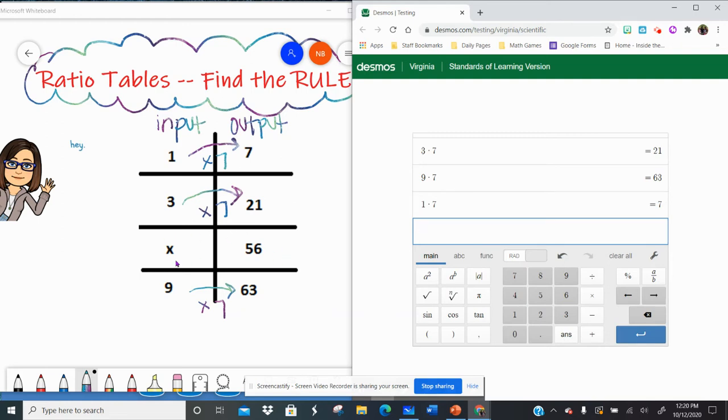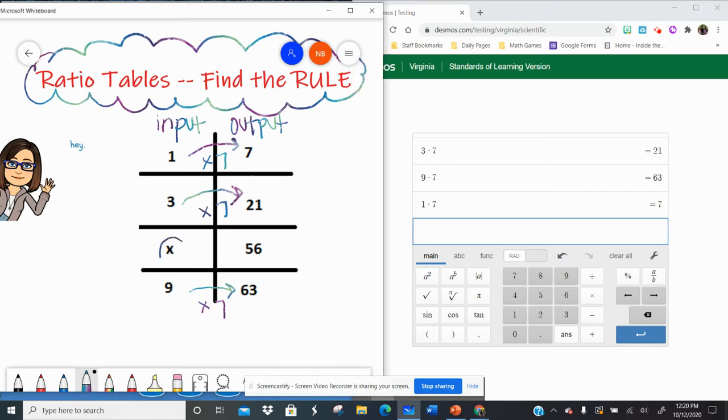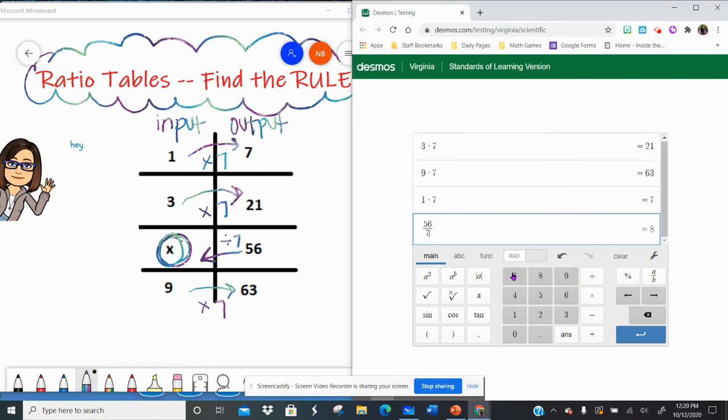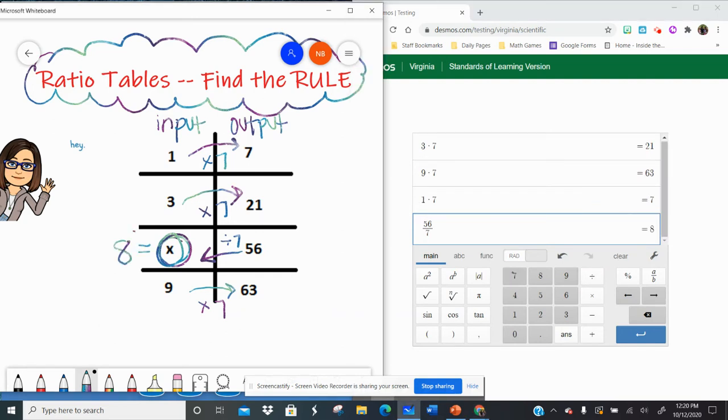So now I just have to fill out this missing piece. If the rule of the table is times 7, and remember with ratio tables we're multiplying or dividing, now that I'm going from left to right, from little to big, I'm multiplying by 7. So to figure out this missing number, I have to work backwards and divide by 7. So on my calculator, I'm going to take 56 divided by 7, and I get that x is 8. So the missing number to my table is 8.